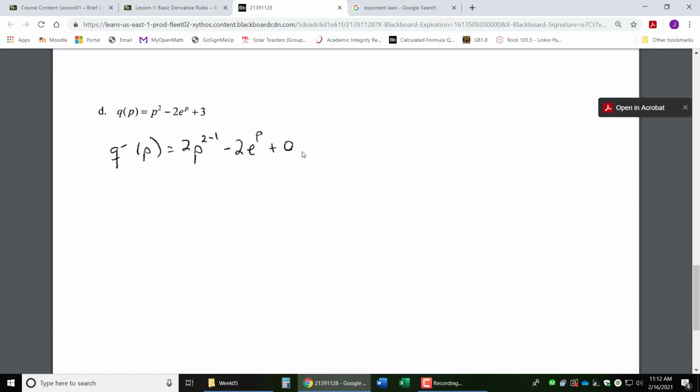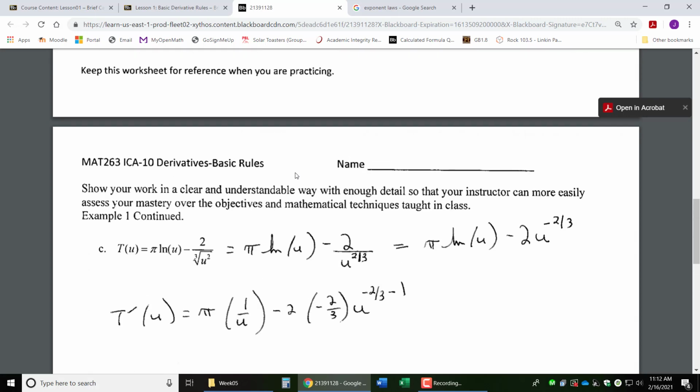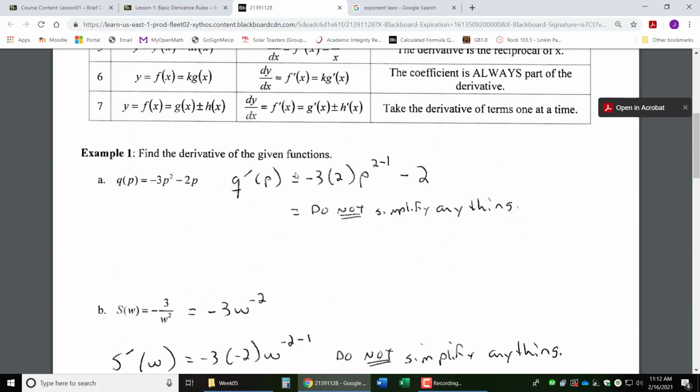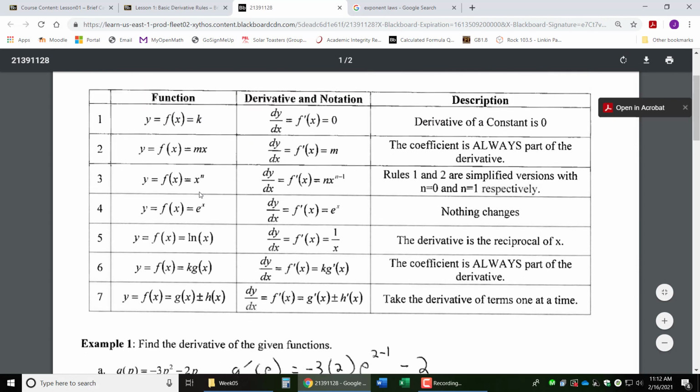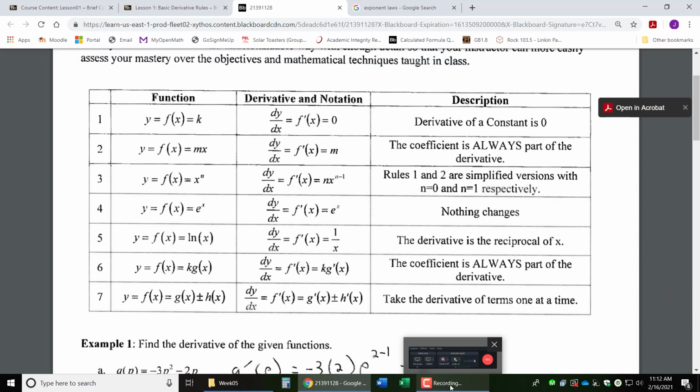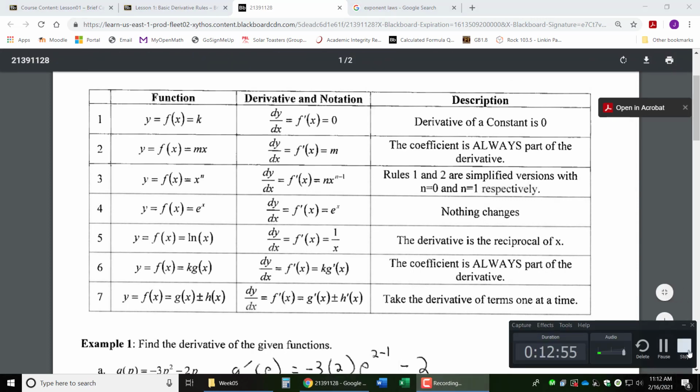So again, I want you to apply these derivative rules and do nothing else. Each of these rules and stop. That's it. And I am done with this recording. So let's click stop and see what happens.